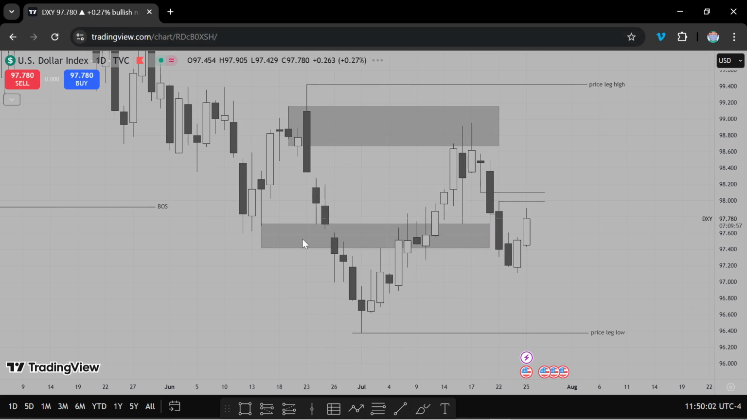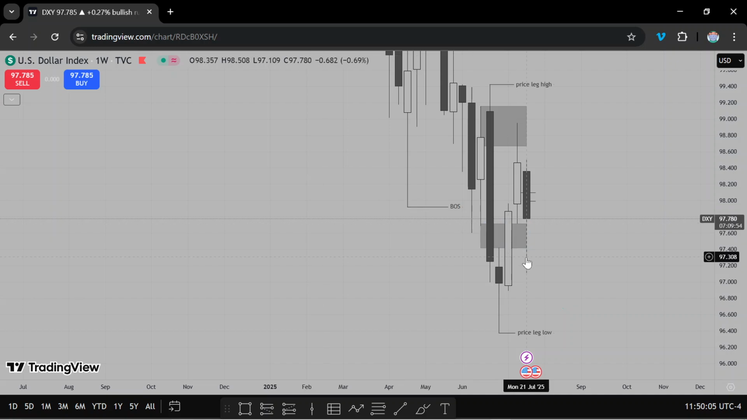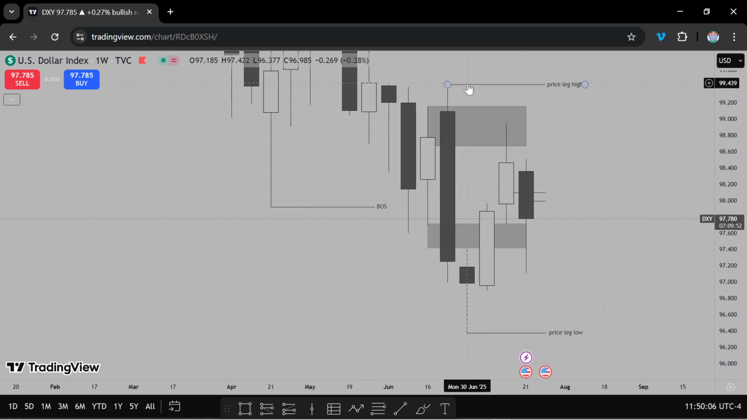Let me show you on the weekly time frame. There we go. So this swing high and this swing low, and it has a fair value gap in between. So this is a price leg. There is a price leg and a liquidity leg. So this is what we are dealing with right here.